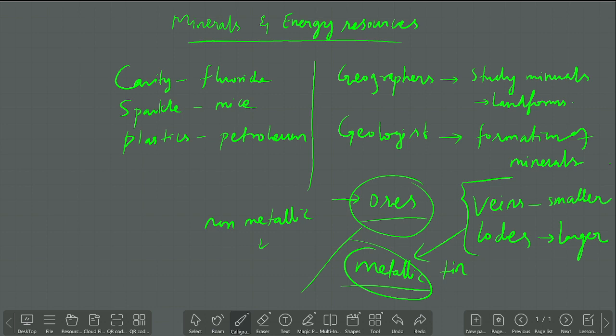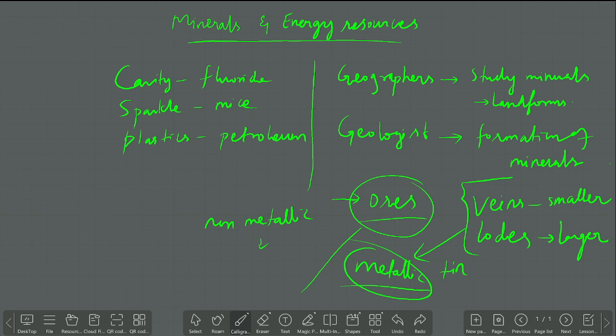But in case of metallic, generally you classify as ferrous and non-ferrous. Ferrous means it should be related to iron, Fe. So iron ore, manganese, nickel, cobalt, all those. Non-ferrous will not contain Fe, there is no iron in it. So copper, lead, tin, bauxite.